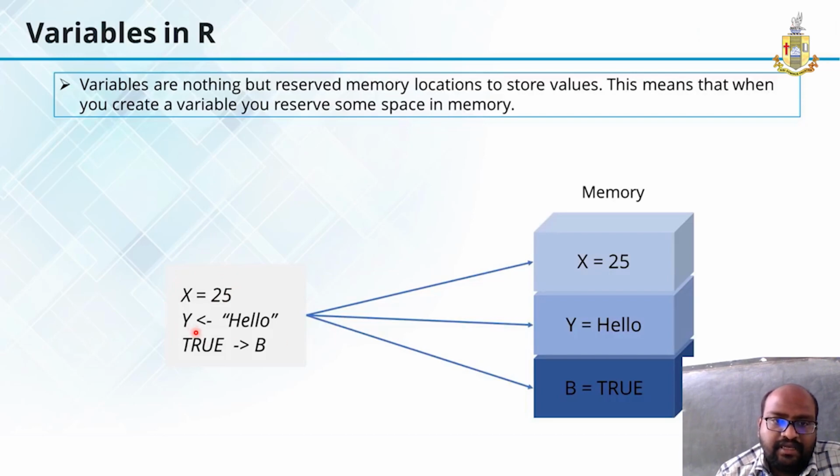Likewise, here I am declaring y less than hyphen, and I'm giving some word in between quotes, hello. It is automatically understood that this is a character, and it will assign this character to the variable y. Here I am using a logical statement, true, and I am assigning this true to b. My variable is on the right hand side of this notation, so it is automatically understood that true is assigned to b. This is about variables and assigning operators.